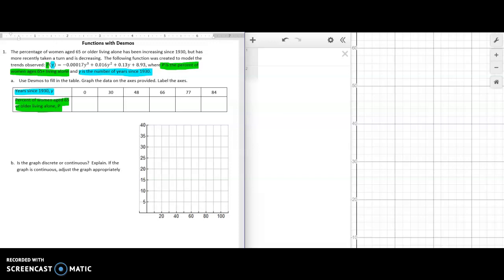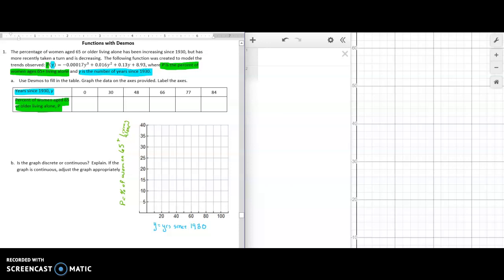So I'm going to just label our graph. We're given a scale, given our axes, but I'm just going to label this for now. So Y equals the years since 1930, and P is the percent of women 65 and older living alone. Okay, so we've identified our inputs and outputs. We know which one goes along which axis.